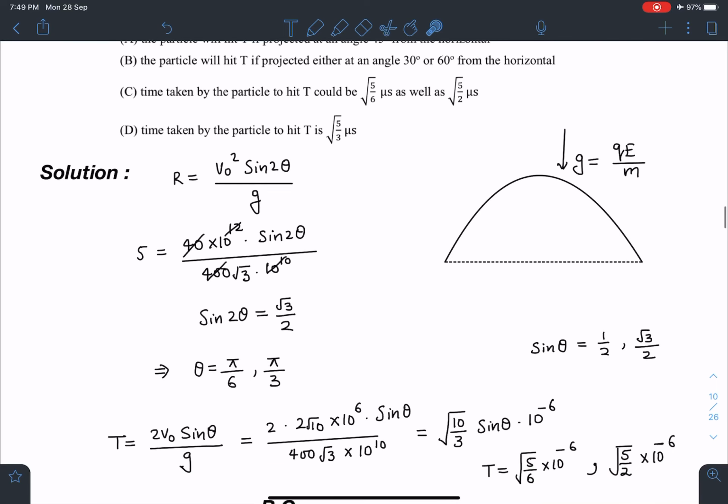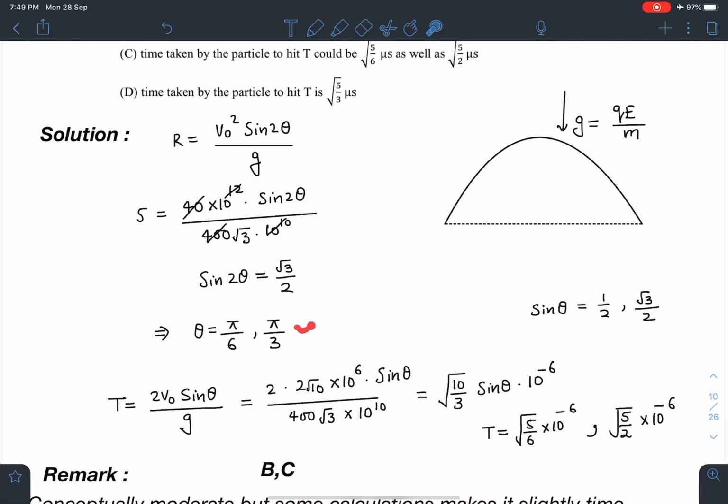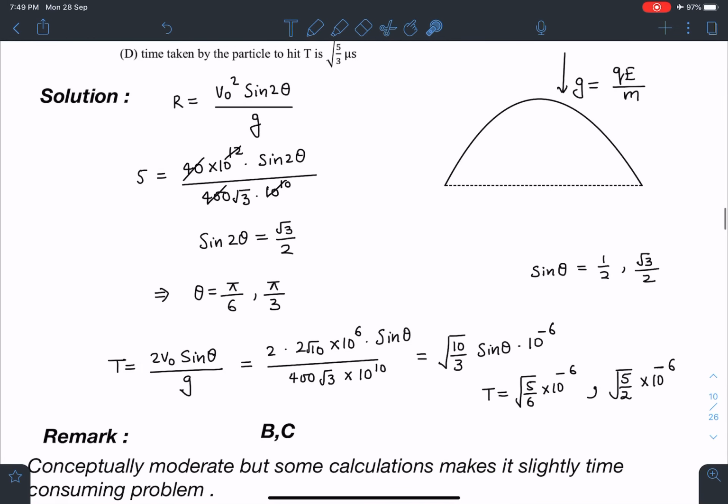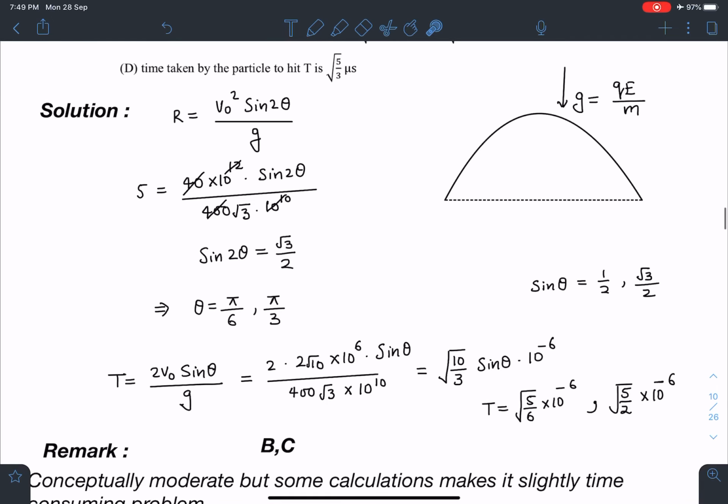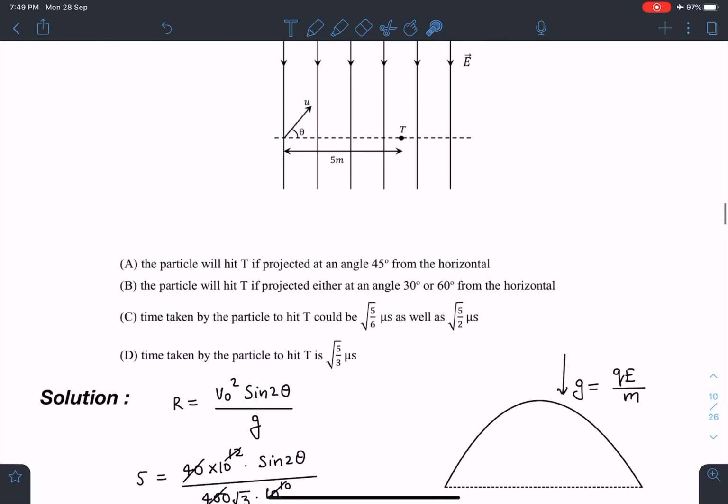Once I know these angles, I can calculate the time. Time is 2 v naught sine theta by g. Again, when I simplify, I'm getting it in this form, this time, root of 10 by 3 sine theta 10 to the power minus 6. Now theta has these two values, so sine theta will be either half or root 3 by 2. When I do that and substitute here, so this is one answer, by the way, which is option B. So I'm going to get these two answers for time, which matches with option C.